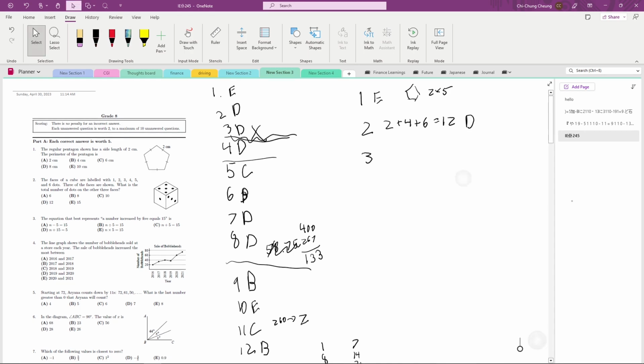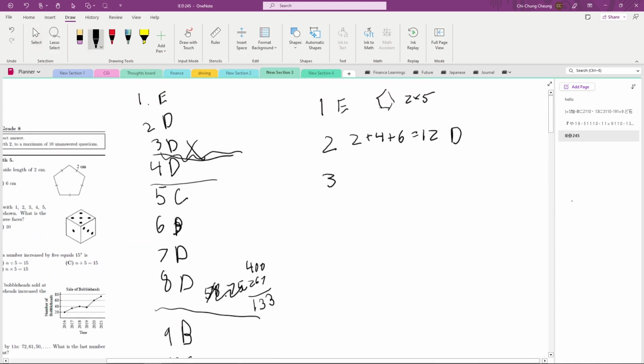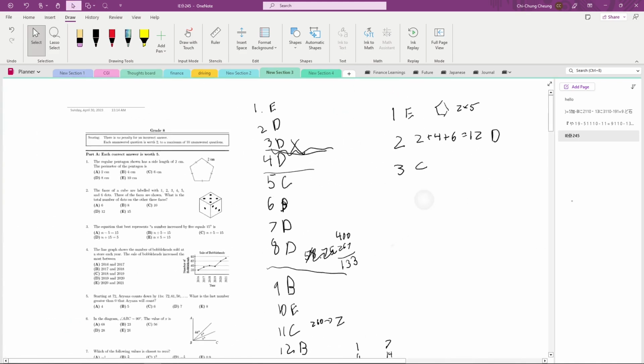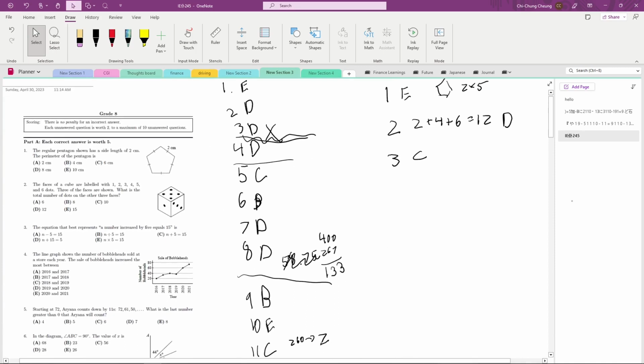The equation that represents a number increased by 5 equals 15 is... when I saw increased, I immediately thought, okay, addition. So I looked at the answers and my eyes drew immediately to D because I saw a plus sign. So I just did D without actually looking close enough. But it should be C. Sorry, yeah, C, because it's number increased by 5, not increased by 15. So yeah.